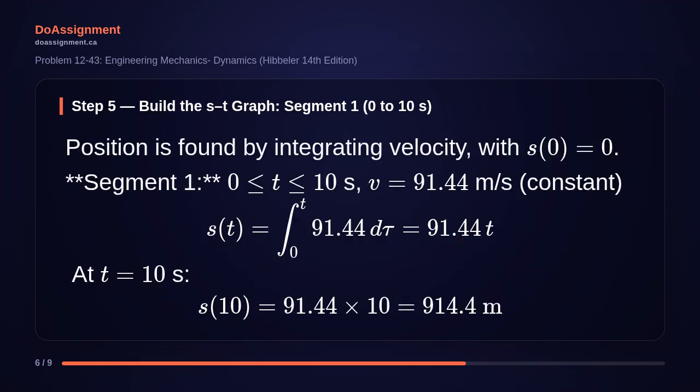Now we integrate velocity to get position, starting from s equals 0 at t equals 0. In the first segment, the velocity is constant at 91.44 meters per second, so position increases linearly as 91.44 times t. At t equals 10 seconds, the plane has traveled 914.4 meters.